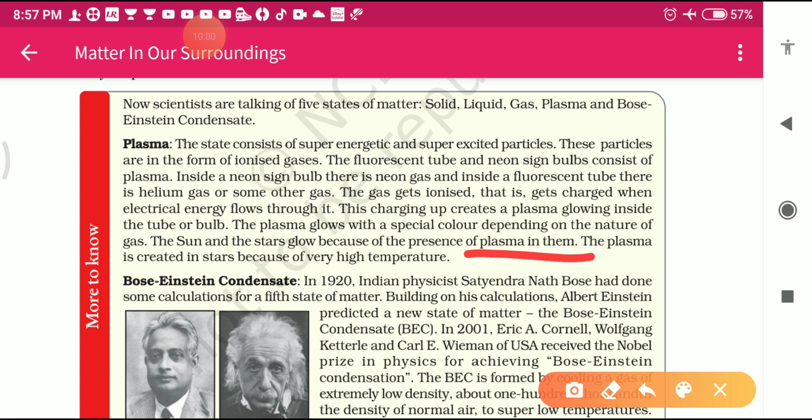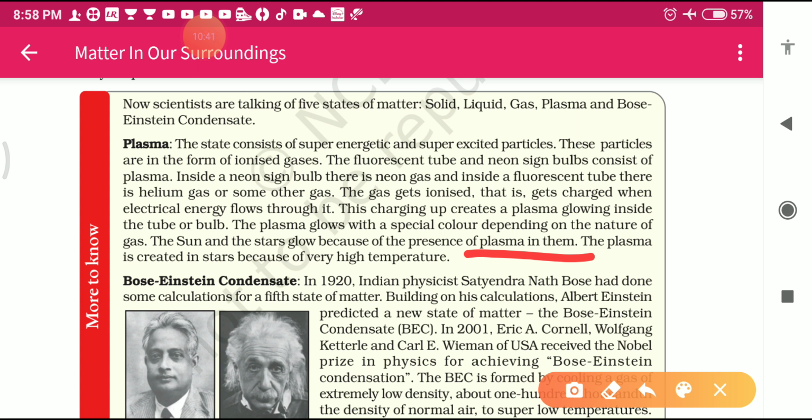The plasma glow depends on the nature of the gas. The same thing here: the sun is also one kind of star. It glows because of the presence of plasma in it. Plasma is created in the star because of very high temperature, which easily breaks the atoms, converting them into electrons, and the rest of the atoms are converted into ions. In this way the sun and other stars glow because of the presence of plasma in them.